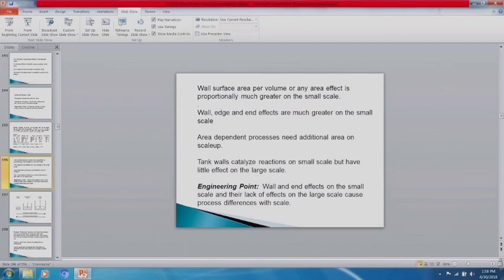Tank walls often catalyze reactions or participate in the chemical reactions on the small scale. These will have a much less effect on the large scale. The reason why you use glass-lined reactors is to prevent the wall from participating in the process reaction kinetics. Wall effects and end effects on scale up, and the lack of their effects on large scale, cause process differences with scale.